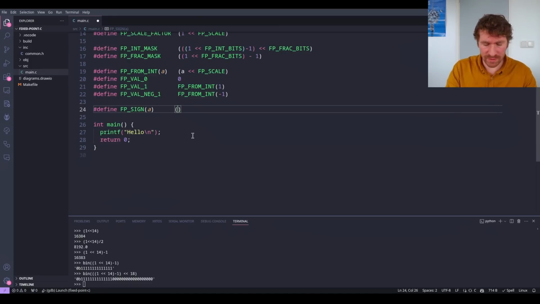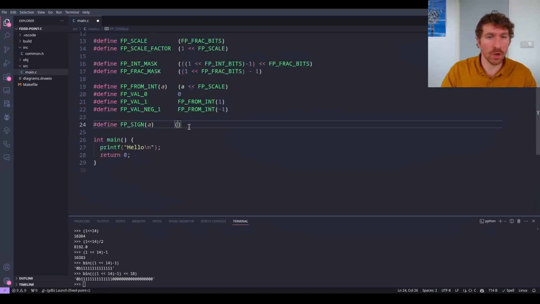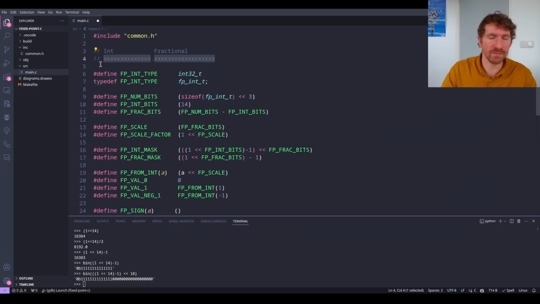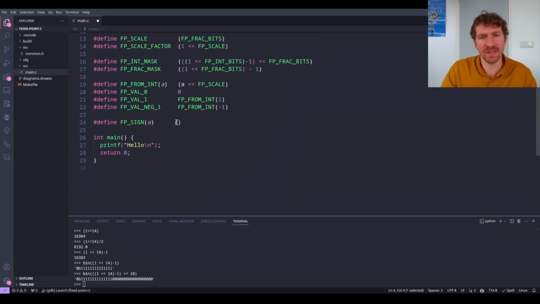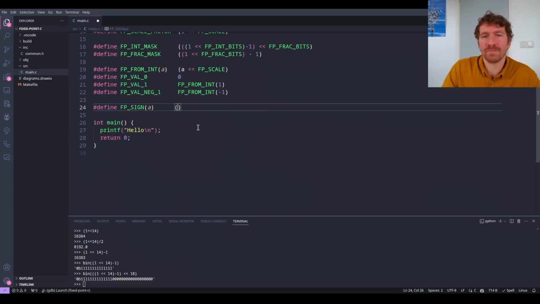So what do we do here? We want to check if the topmost bit, the 31st bit, if we're thinking from a 0 index position, is a 1, then the number is negative. How do we check that? Well, if we knew the type of the number, it would be really easy.